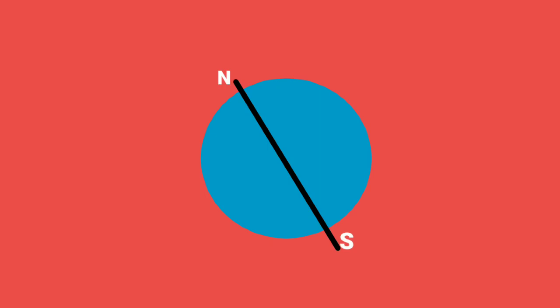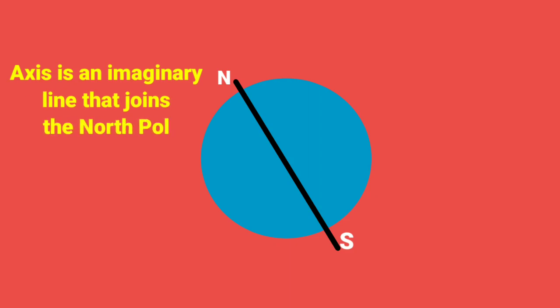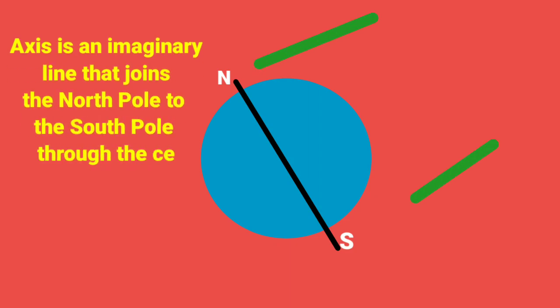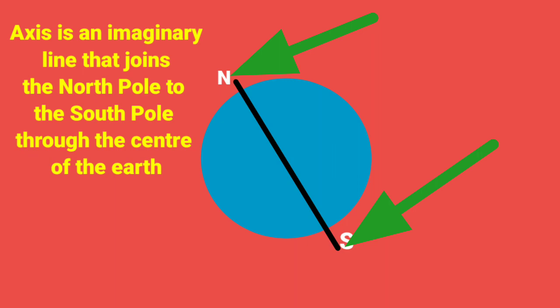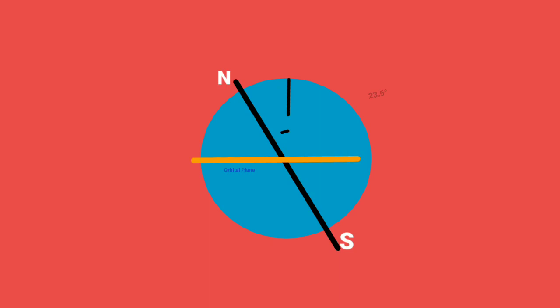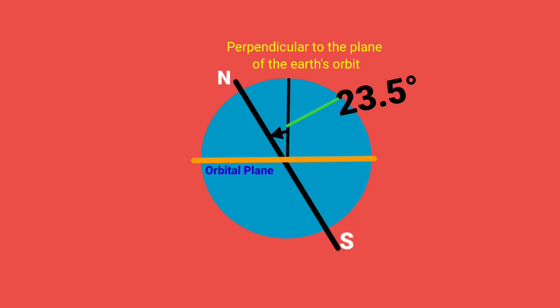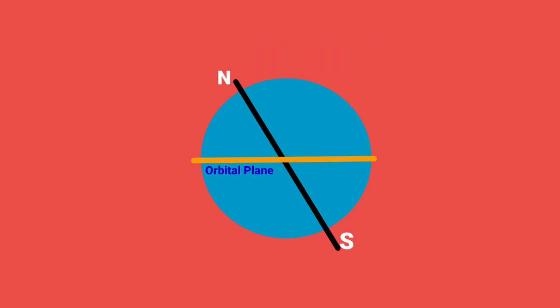Now what is axis? Axis is an imaginary line that joins the north pole to the south pole through the center of the earth. This axis makes an angle of 23.5 degrees with the perpendicular to the plane of the earth's orbit. In other words, we can also say the earth's axis makes an angle of 66.5 degrees with the orbital plane.